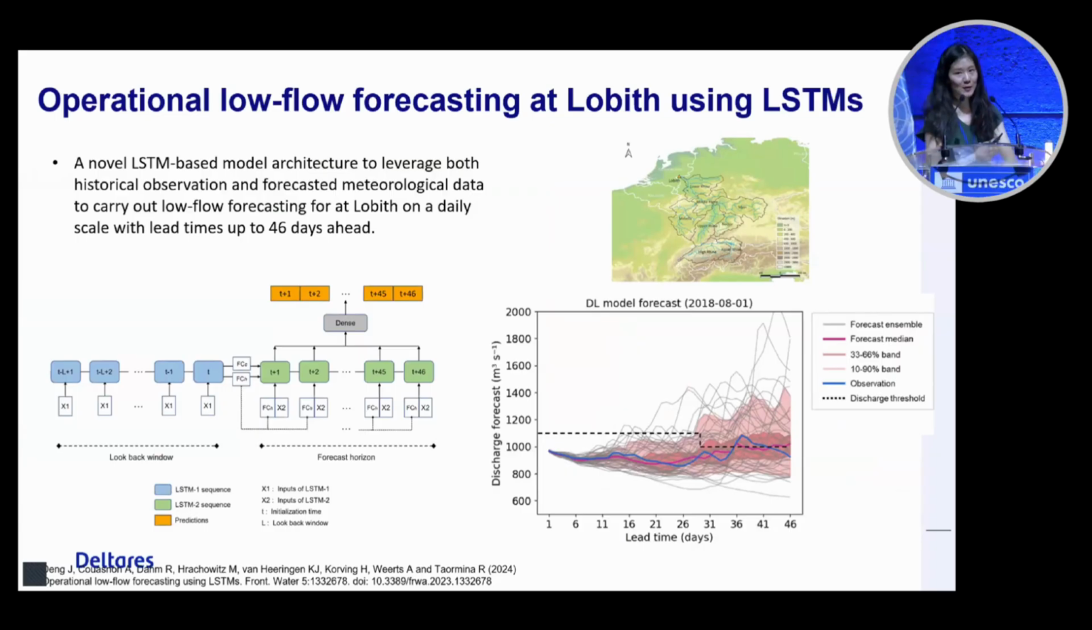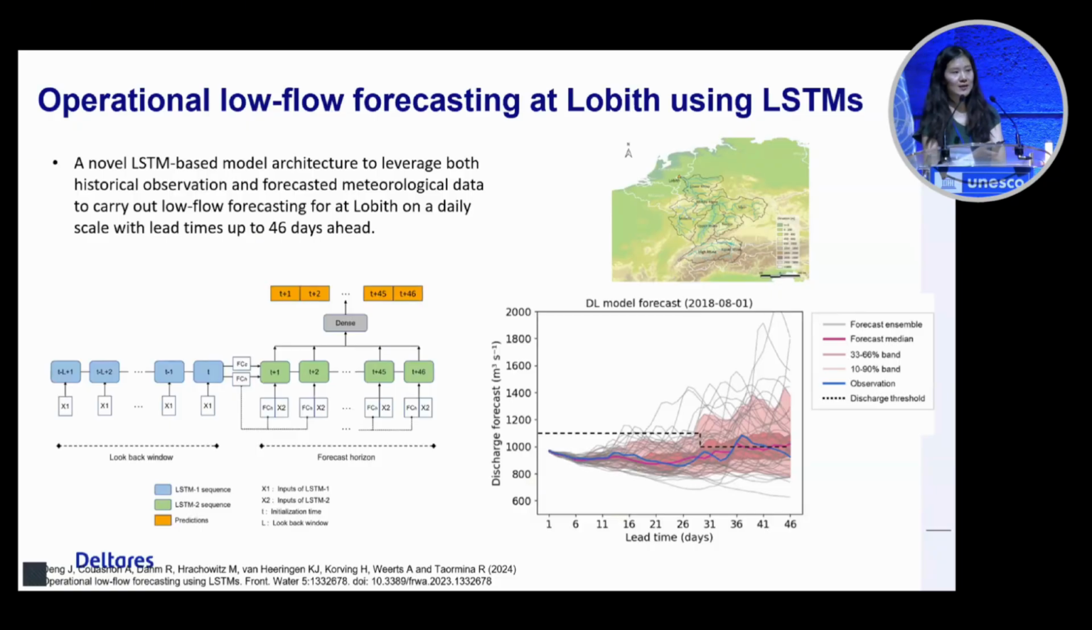So the first case is about using a machine learning model to help with low flow forecasting. This is a research study. In this study, we developed a novel LSTM-based model to leverage both historical observations and forecasted meteorology data to help predict low flows at Lobith for 46 days ahead.